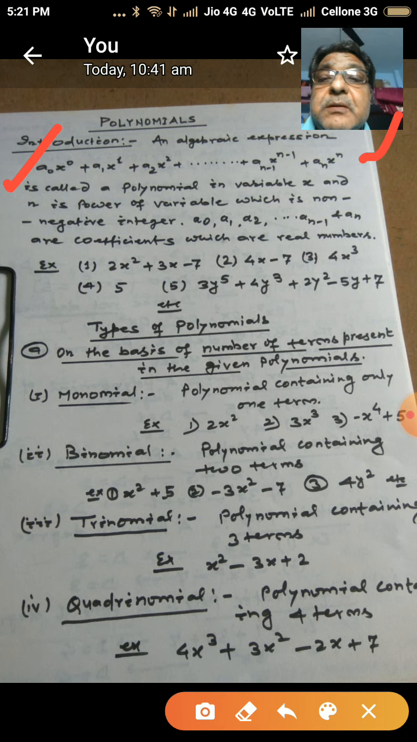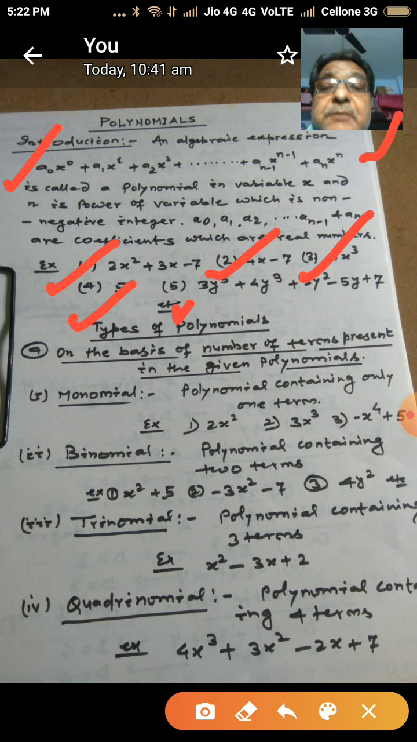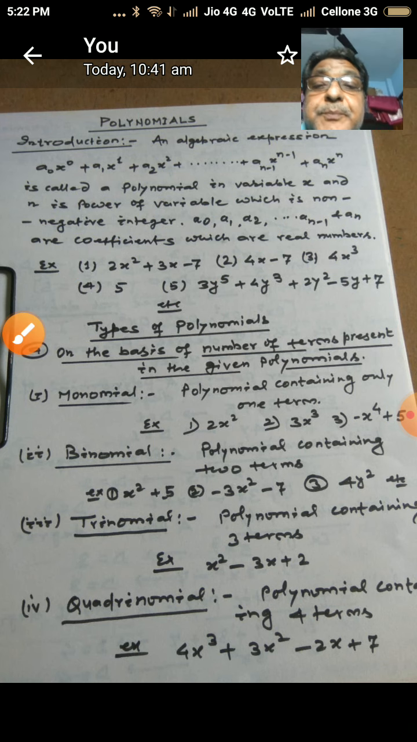For example, here 2x square plus 3x minus 7. Second example is 4x minus 7. Like that, 4x cube only 5. Similarly, 3y to the power 5 plus 4y cube plus 2y square minus 5y plus 7. All are examples of polynomials.